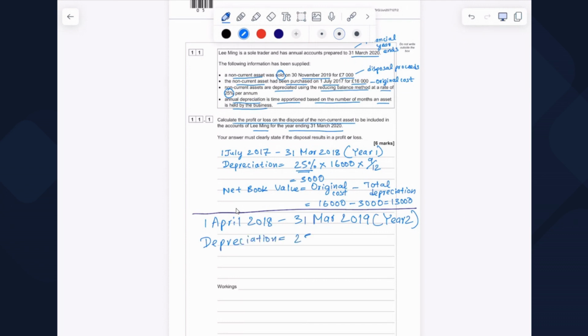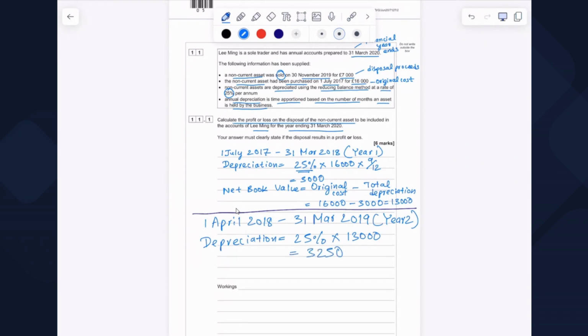This time, we are going to apply the given rate of 25%, which is already annualized and therefore is valid for the entire year. We are going to multiply this 25% on the net book value that we had at the end of the previous year. And this is how reducing balance is different from the straight line method. Reducing balance works on applying the percentage that you are given on the net book value as you move from one year to the next. So 25% of 13,000 would give us 3,250.